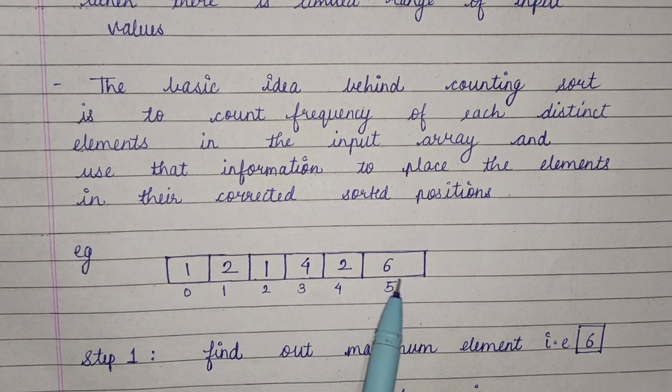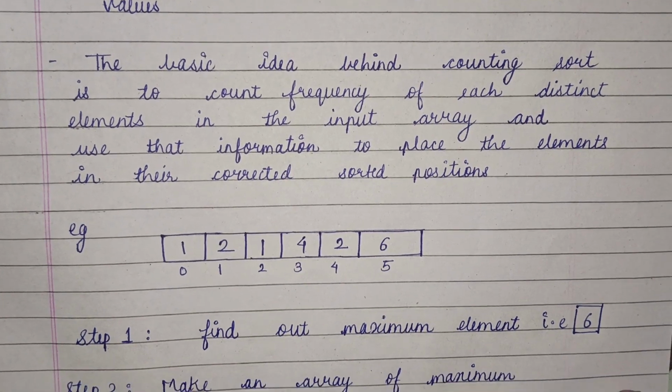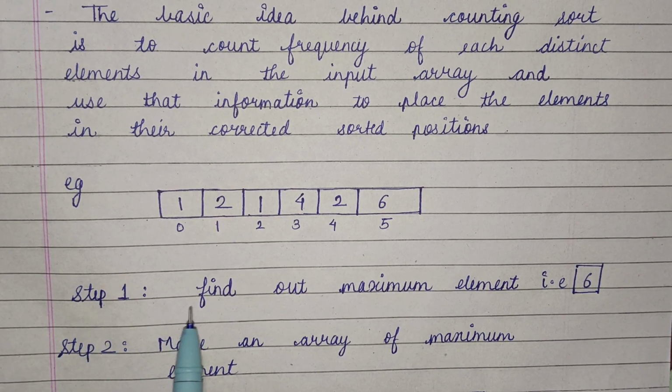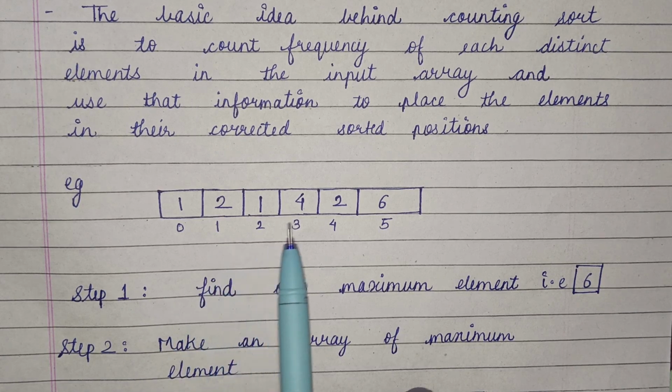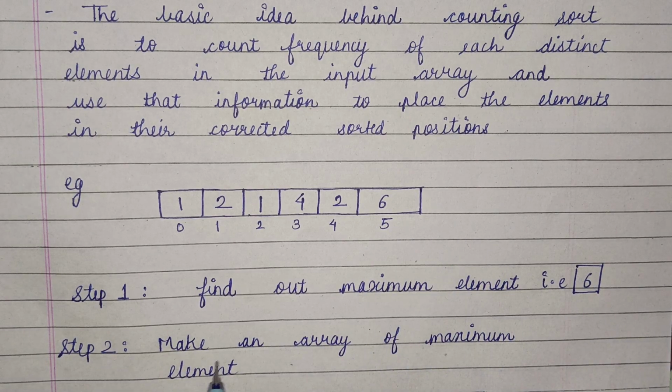I have created an array here and we have to sort this array. According to counting sort, the first step is to find the maximum element from the array. So from the array we have to find the maximum element, and here we can see the maximum element is 6.